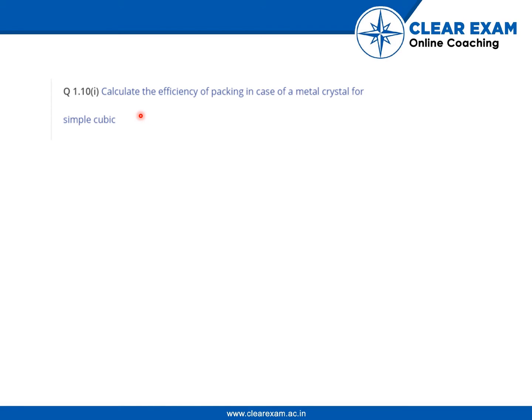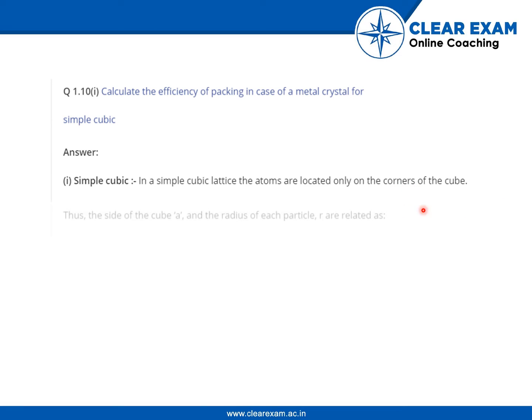The first question is to calculate the efficiency of packing in case of a metal crystal for simple cubic. So the answer is: for simple cubic, the atoms are located only on the corners of the cube. Thus, the side of the cube A and the radius of each particle R are related as A is equal to 2R.